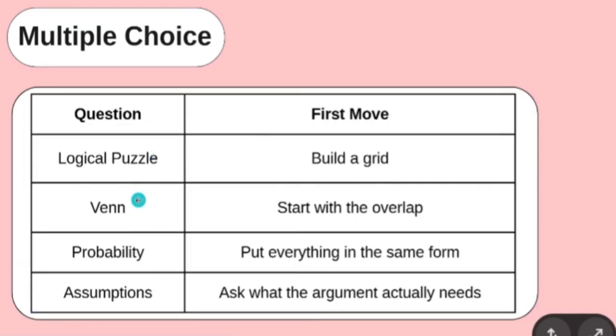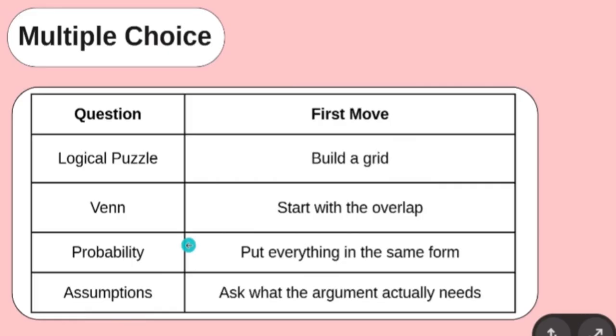So if you've got a logical puzzle, my first move would be to try and build a grid that has all the information, just so I can look at that grid that I understand rather than that text multiple times. If I saw a Venn diagram anywhere, I'd start by looking at the overlap and seeing what that overlap actually means and what it includes. And then if I saw a probability question, I'd try and convert everything into the same form. So if something was in percentages and another thing was in decimals, I'd either try and get them all into percentages or all into decimals, whatever you're most comfortable with.